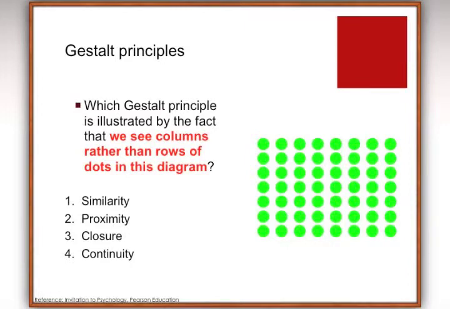Now, to check your understanding, which Gestalt principle is illustrated by the fact that we see columns rather than rows of dots in this diagram? Would it be similarity, closure, continuity, or proximity?